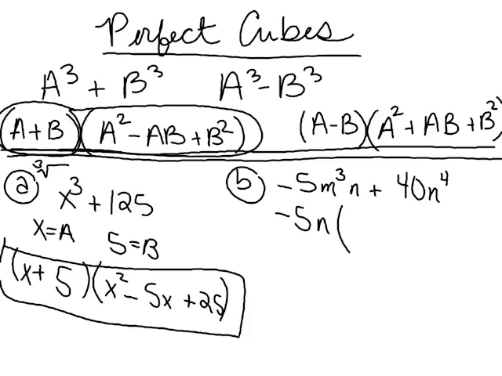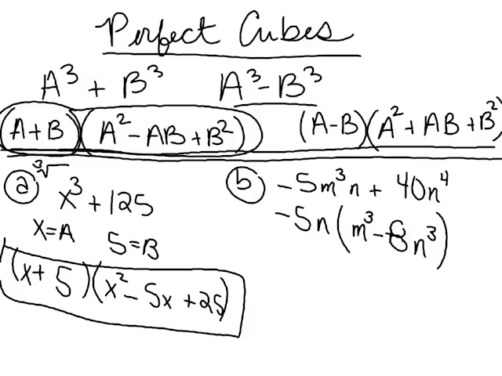what do I go back to? Then you have m cubed plus 40n cubed. Okay, so what do I multiply negative 5n by to go back to 40n cubed? Negative 8n cubed. And now you can see the perfect cube right there. And it looks like this one, a cubed minus b cubed.